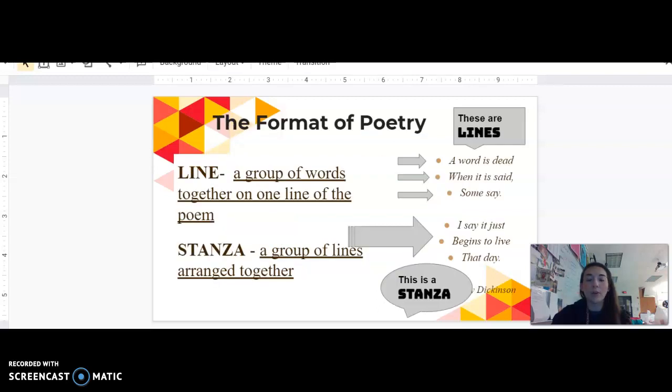The format of poetry. So when I talk about lines, I'm talking about a group of words together on one line of the poem. So as you can see by the arrows up here at the top, we have 3 lines. These 3 lines would then make up a stanza or a group of lines arranged together. So there would be 2 stanzas that each are composed of 3 lines, making a total of 6 lines right here.